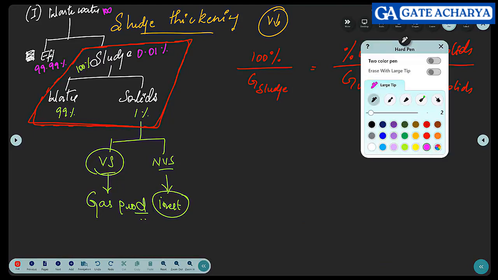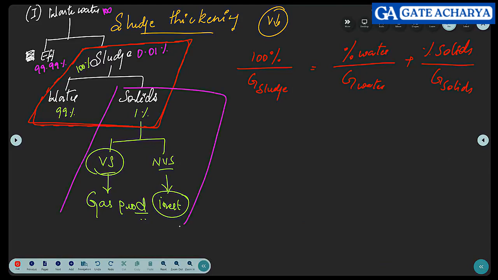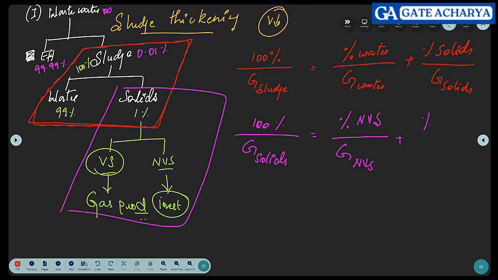So இப்போ considering this alone, 100 by specific gravity of solids is equal to percentage of non-volatile solid by specific gravity of non-volatile solid plus percentage of volatile solid by specific gravity of volatile solid. So இந்த மாதிரி நம்ம ஒரு equation derive பண்ணலாம். Okay, so no derivation தேவையில்லைன்னா we'll take the output itself. Okay, so இதில் இருந்து நிறைய questions கேட்பாங்க. Okay, so they will be giving some of these values.